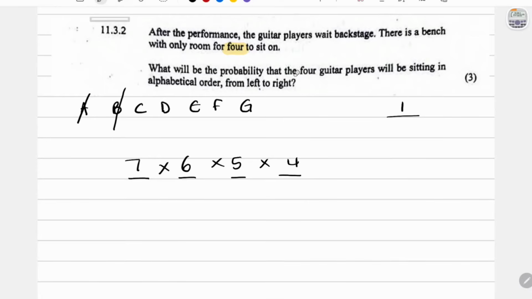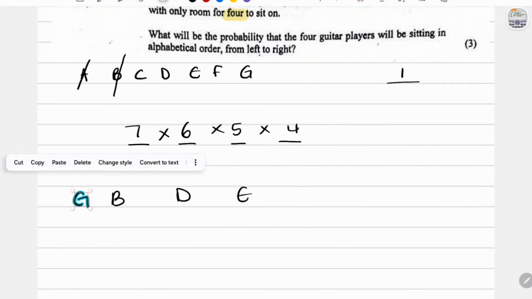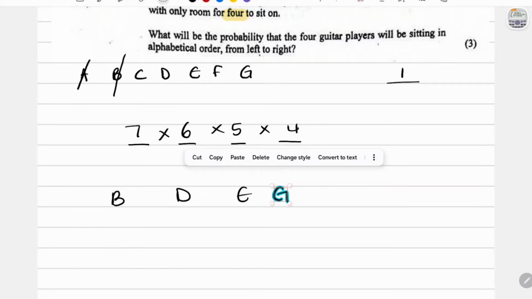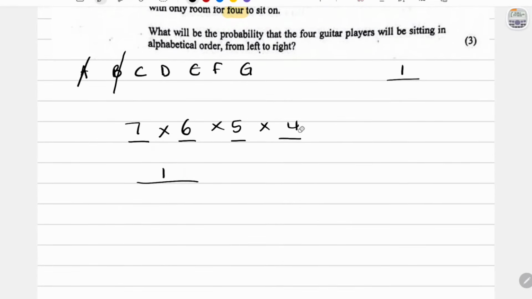But then they say, what is the probability that the 4 guitar players will be sitting in alphabetical order from left to right? The only way they can sit in alphabetical order is one way, because even if it was just B and D and let's say E and G, if I decide to move G here, they're not in alphabetical order. So regardless of who is sitting, there's only one way they can be in alphabetical order. So to find the probability, we will just say 1 over the scenario they gave us, which is just all of this.